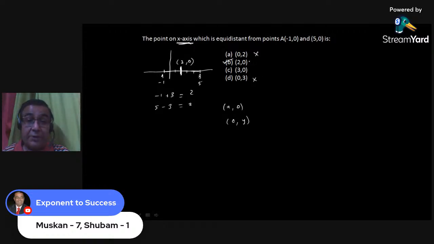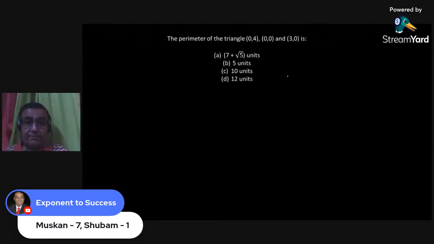And if it's a point on the x-axis, you have to consider only these. And once we found out that the distance is 3 units away from either point, it could only be 2 comma 0. Fine. Let's move to the next question.